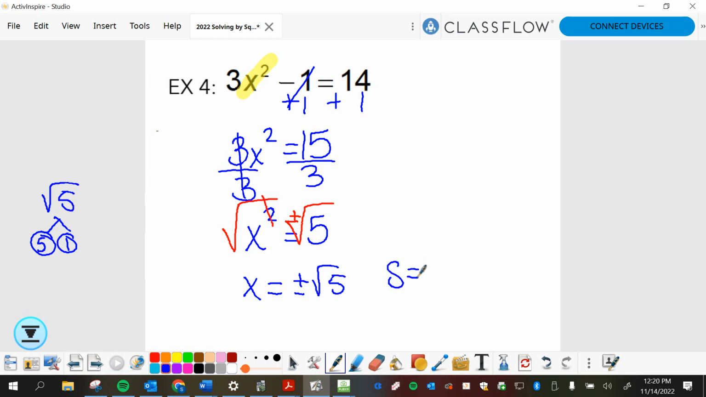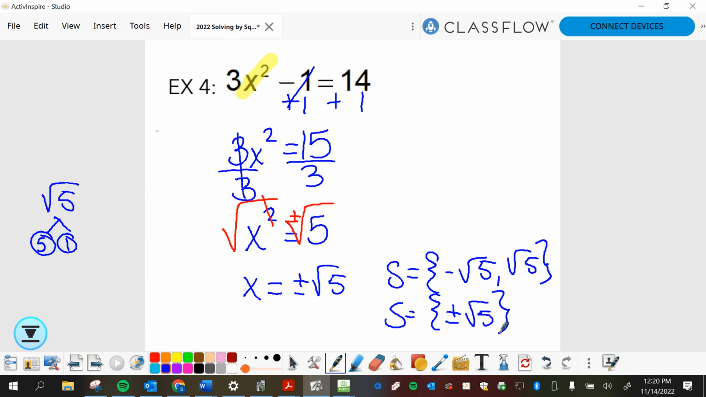So in our solution set, we would put negative square root 5 and positive square root 5. Or you could say plus or minus the square root of 5. Okay? And you're gonna find in this unit, most of our answers are gonna be irrational like that. Because these are all the ones that we could never factor, right? And we can solve them too. They're just not gonna have as pretty answers.